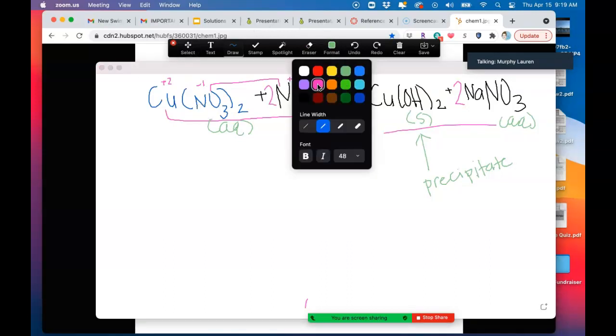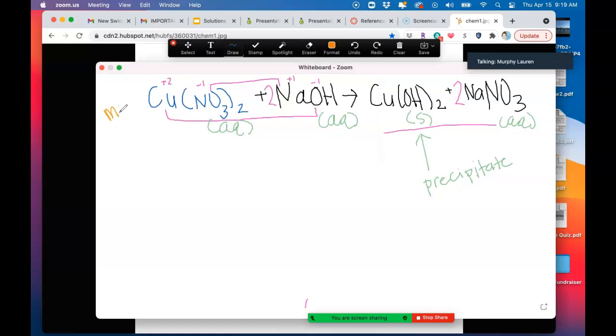So again, we have our, let's see, what color should I do? This is our molecular equation. Okay, let's do our gross ionic equation. And on some of the worksheets, you're going to see this abbreviated as the gross ionic equation, okay? That means we break apart everything into ions that is aqueous.